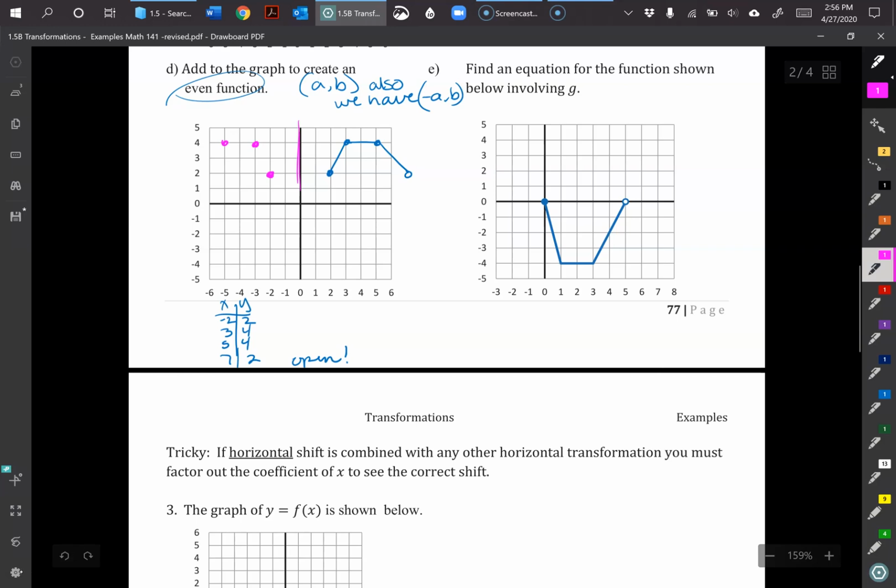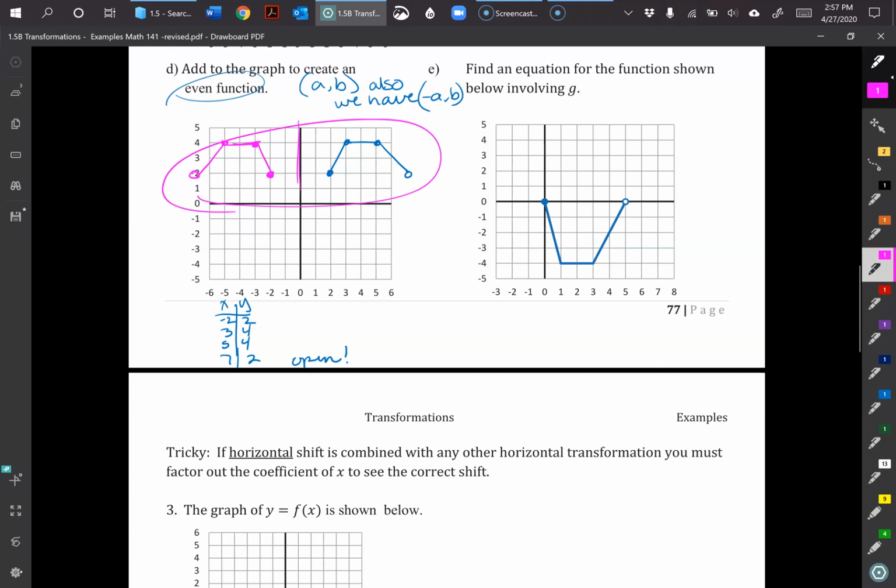But you can use the points to help you. I've been getting pretty good at drawing this. I bet you guys have too. So that is the even function. I've created the even function. Having it by itself, one or the other, is not an even function. It's just a standalone.